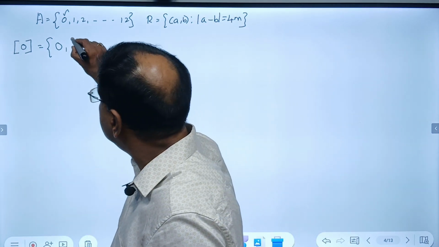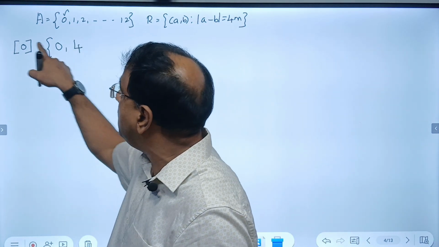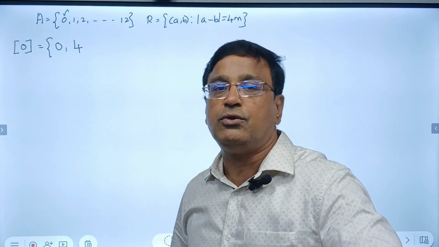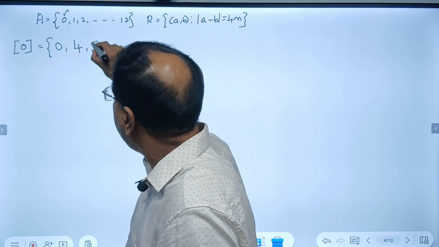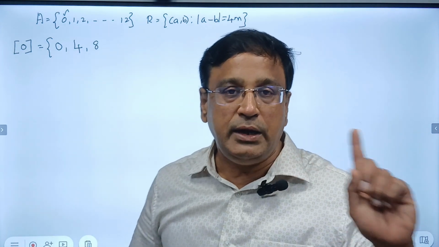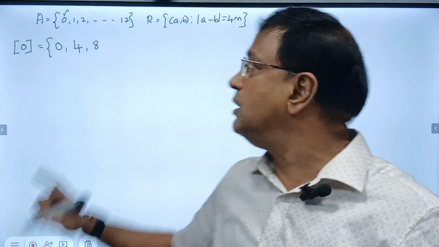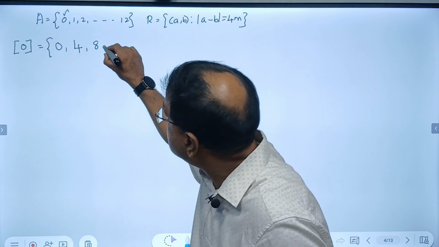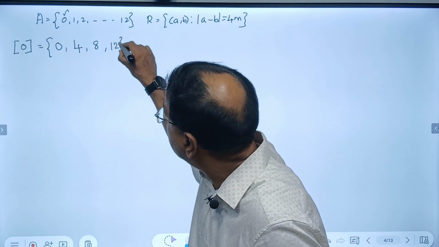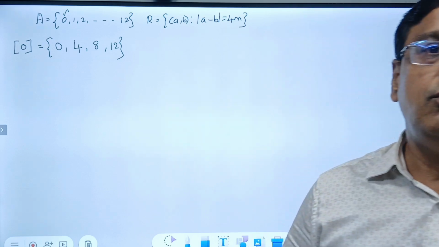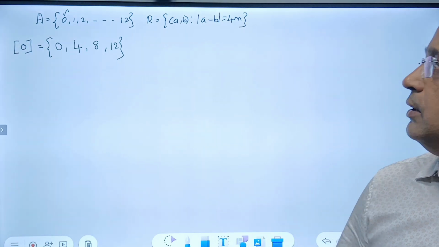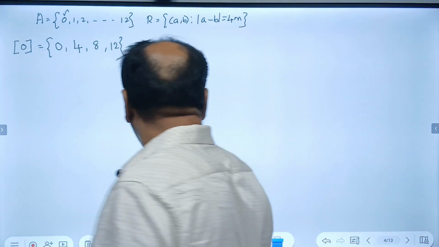So obviously I should have 4 because 4 minus 0 or 0 minus 4 is a multiple of 4. Now what will be the next element? It has to be 8. Why? 8 minus 0 or 0 minus 8 is a multiple of 4. What will be the last one? 12. Correct? So the equivalence class of 0 will be 0, 4, 8 and 12. Maybe if I do one more, you'll get a better idea.